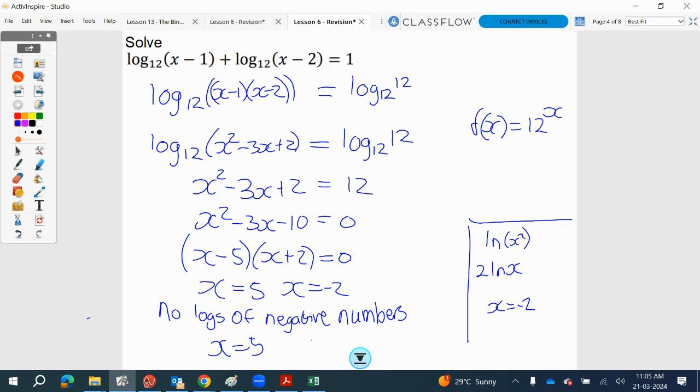2 ln x is the same as ln x squared, right? Because the power property, you put it back: ln of x to the power of 2. They're the same. It's just showing that because they equal each other, a negative number can always work.